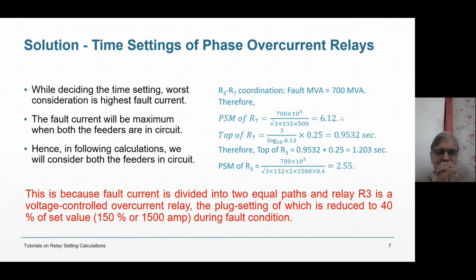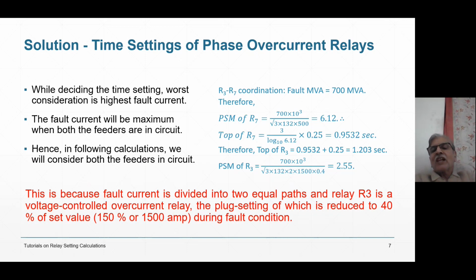Now I have to go for time settings. For plug setting, the worst condition was one line contingency. For time setting, the worst condition is highest fault current. And highest fault current is when both the feeders are on, because when both the feeders are on, the parallel combination of impedance is, say one is Z, another is Z, then the parallel combination is Z by 2. So induced EMF divided by Z by 2, current will be high. So for time setting, the worst consideration is both the feeders on.